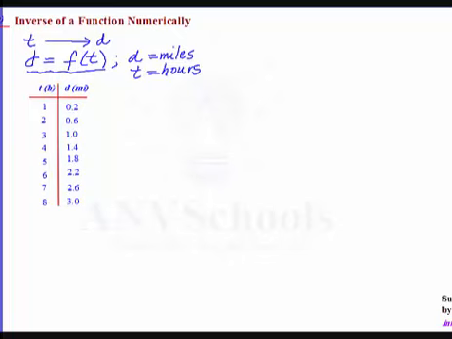You can see that our f of 1, which is d is equal to f of t, this is our f of t. So at f of 1, this is t equals 1, so our f of 1 will be equal to 0.2. At t equals 2, our f of 2 is equal to 0.6, and so on and so on.